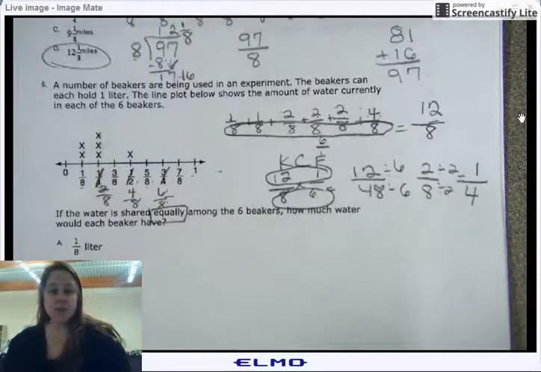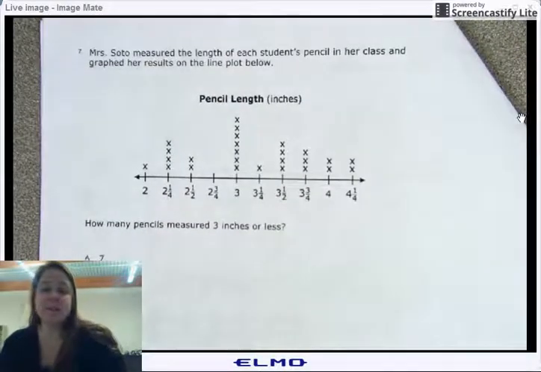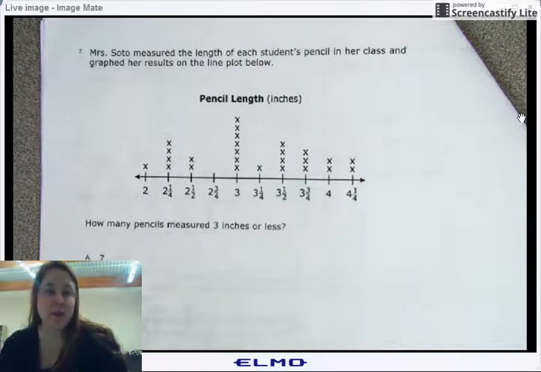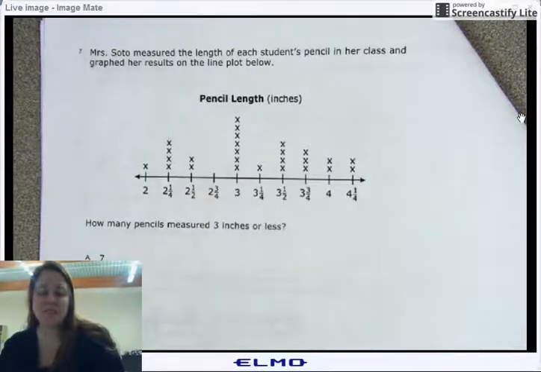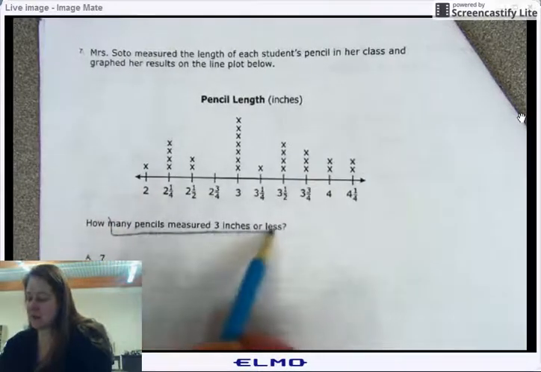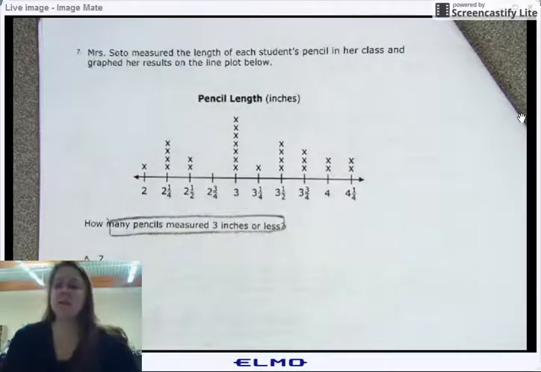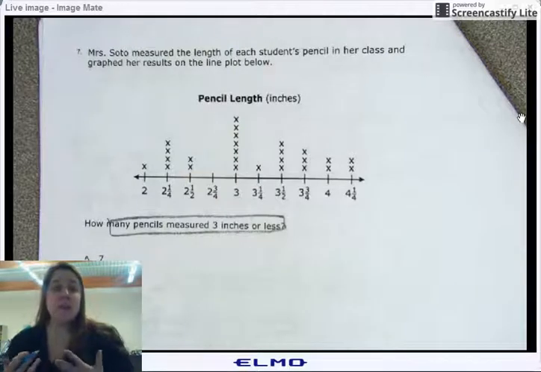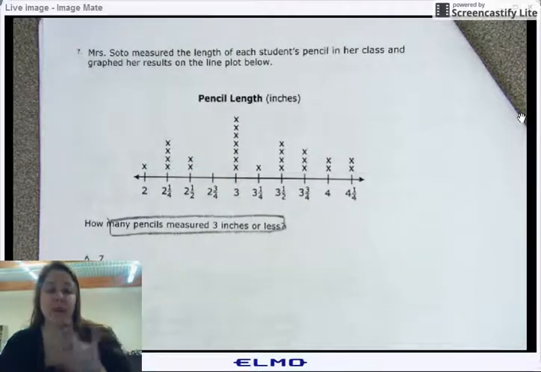Moving on to question number 7. Question number 7 states, Miss Soto measured the length of each student's pencil in her class and graphed her results in the line plot below. How many pencils measured 3 inches or less? Well, it's just asking how many pencils measured. It's not asking the total. It's not asking the difference. It's not asking if they split them equally. It just wants to know 3 inches and less.